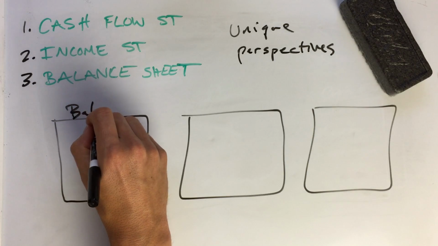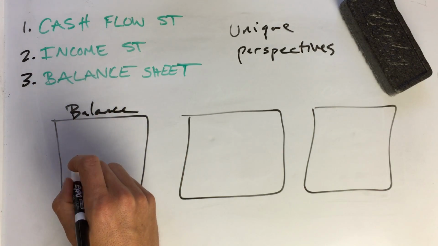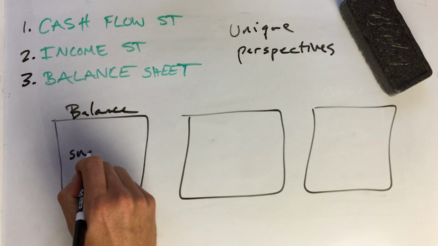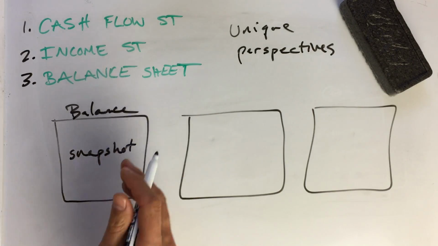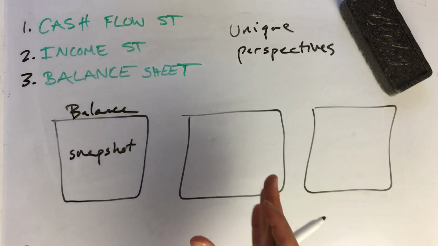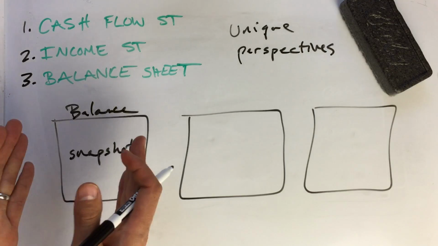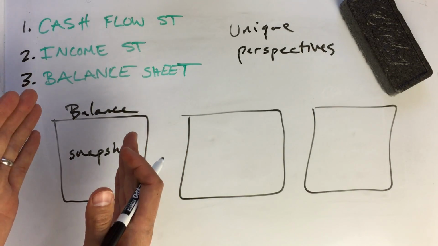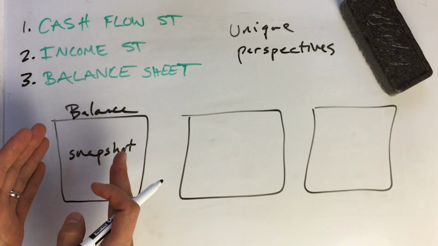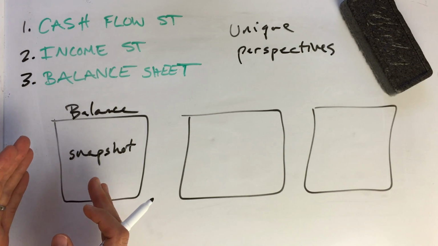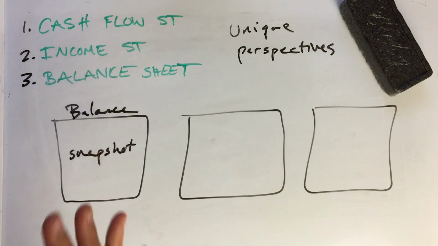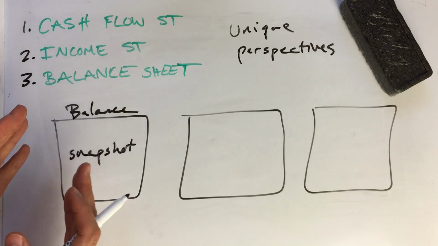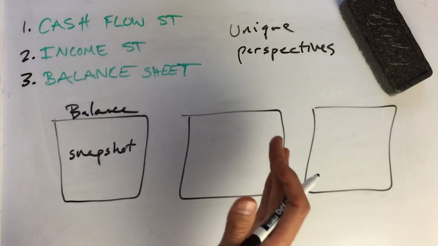So the balance sheet, I like to think about this as a snapshot. The balance sheet gives you an idea of assets and liabilities. We talked about that. But it just shows you, for this window of time, here's the company snapshot. This is what it looks like. And that gives you an idea of where it is at a given period of time, but it doesn't exactly tell you where it's headed.